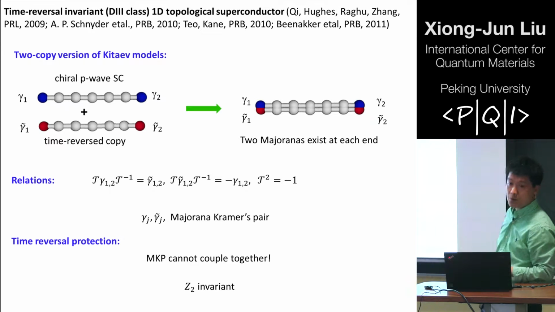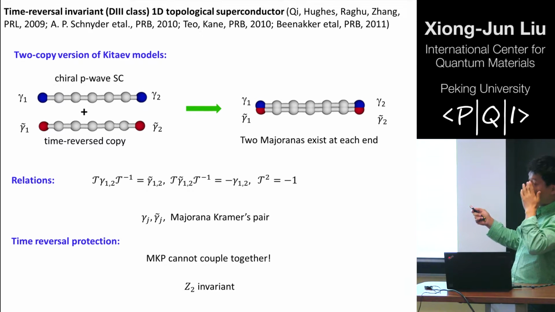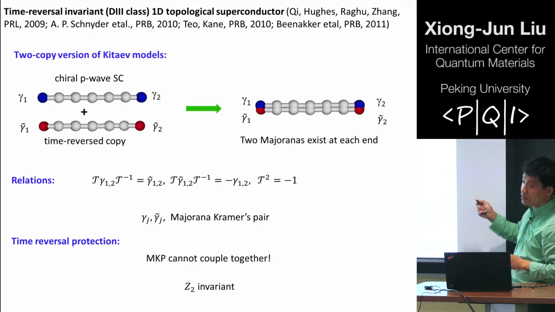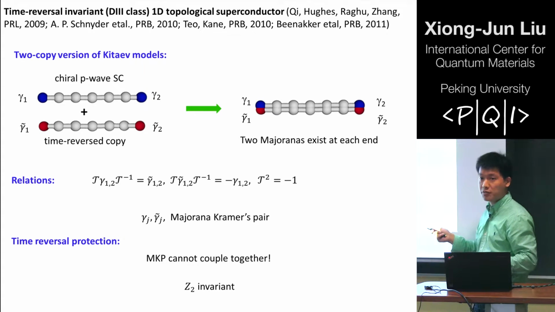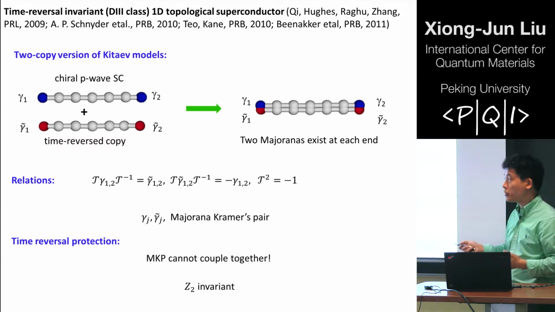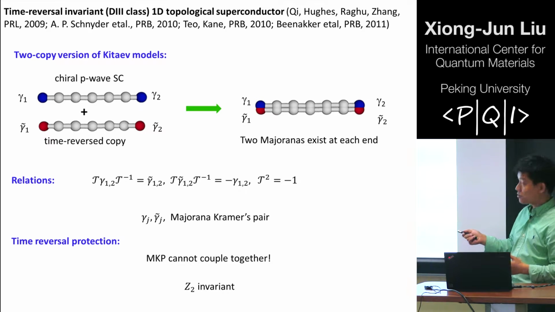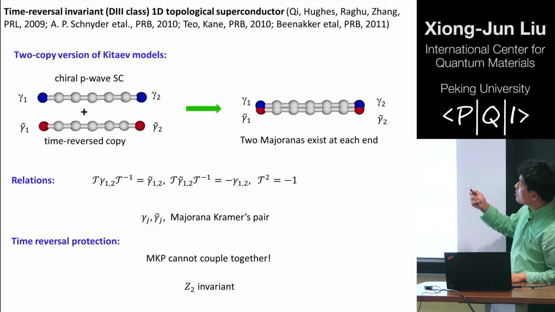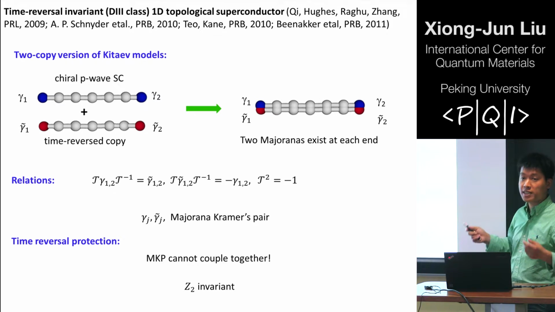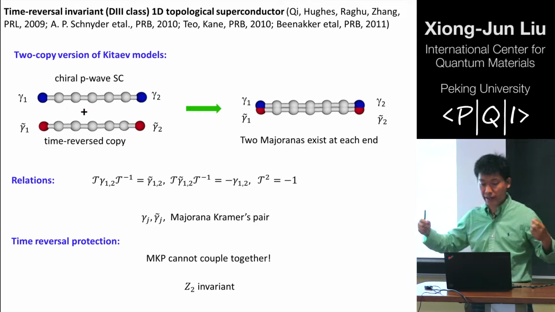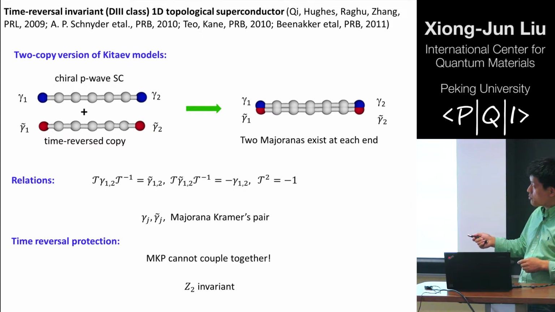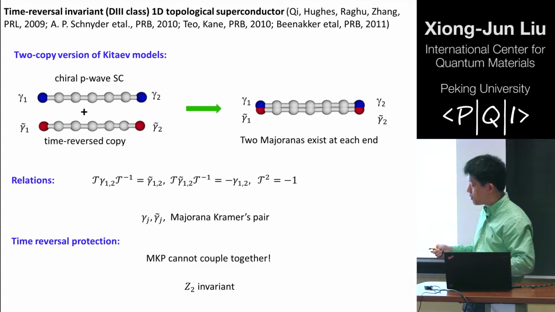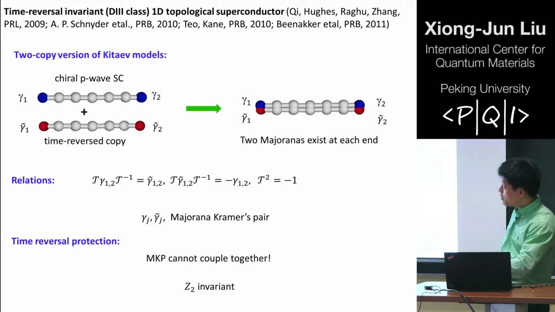Then at each end you have two Majorana fermions. That's very simple. You might worry that the two Majorana fermions can couple to each other, split, and become a complex fermion. It doesn't, since you have time-reversal symmetry. The time-reversal symmetry should protect Kramers pairs. Because of this time-reversal symmetry protection, it is still protected. So at each end you have a single pair of Majorana fermions. This is protected by time-reversal symmetry, and the classification is Z2. The physical picture is quite simple.